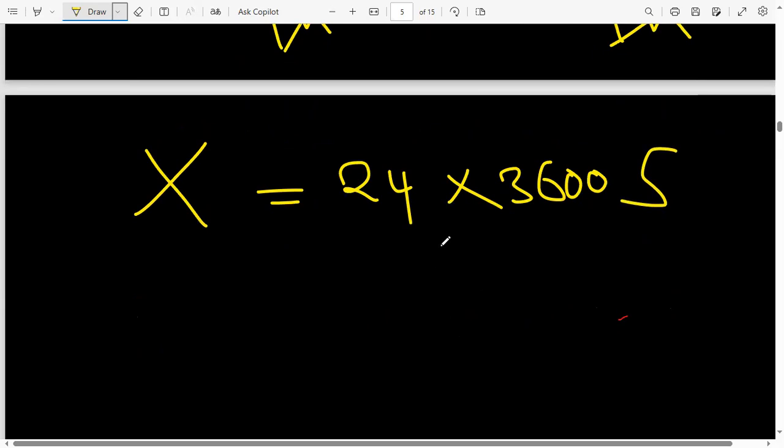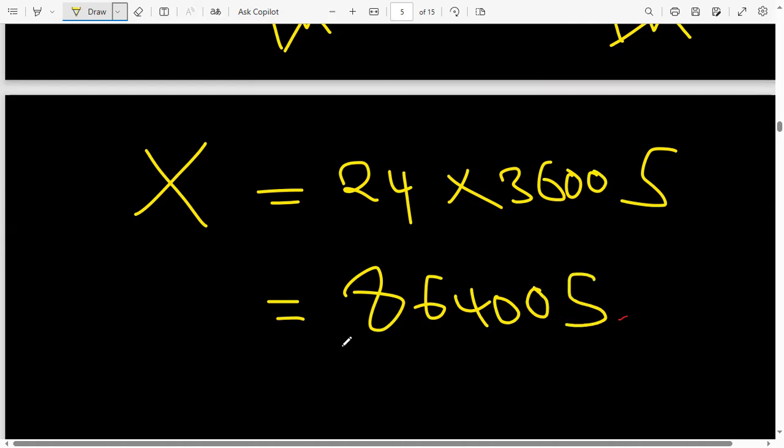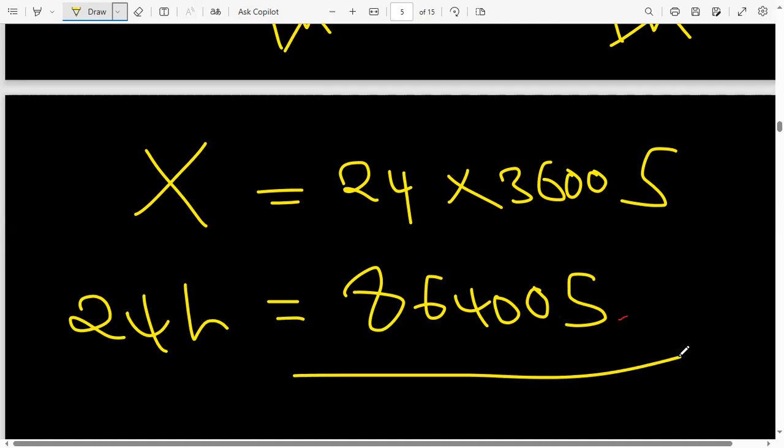Just punch on your calculator to get whatever value you're going to get. My calculator is showing me 86,400 seconds. So 24 hours is 86,400 seconds. That's how you do that. I don't know if there are any questions there. Okay, there are no questions.